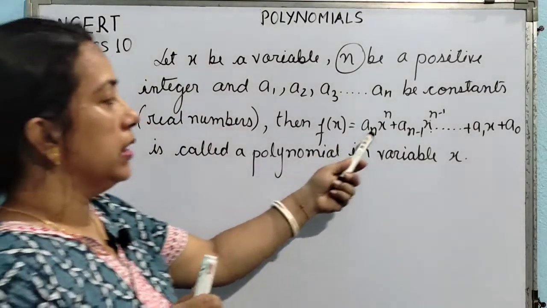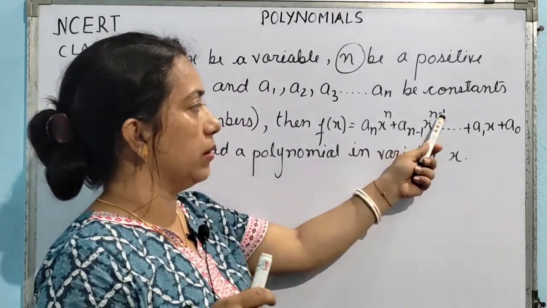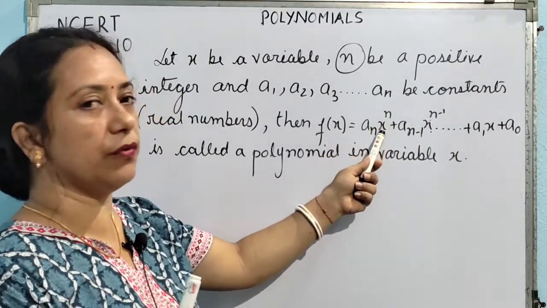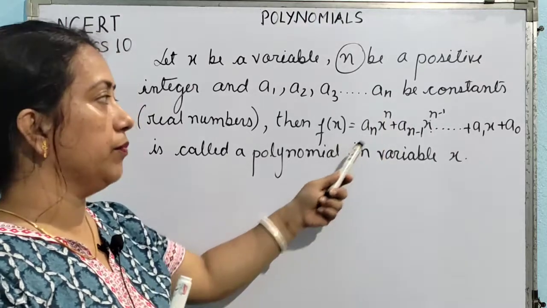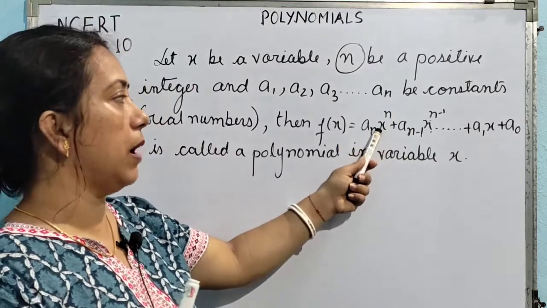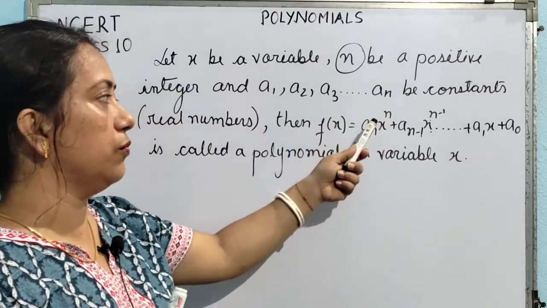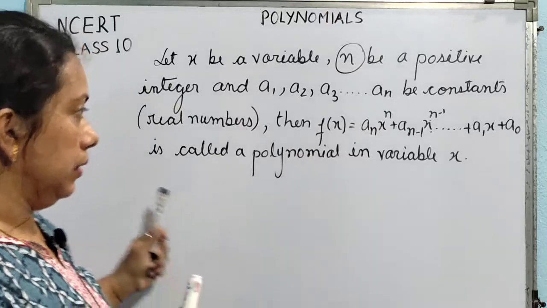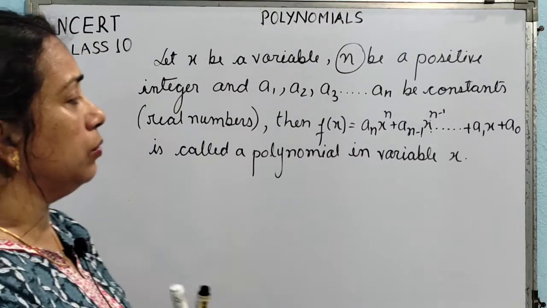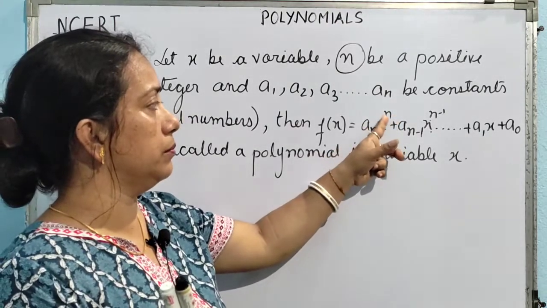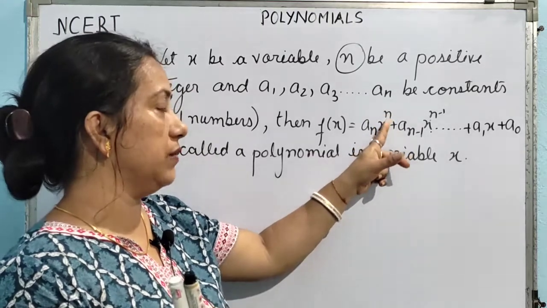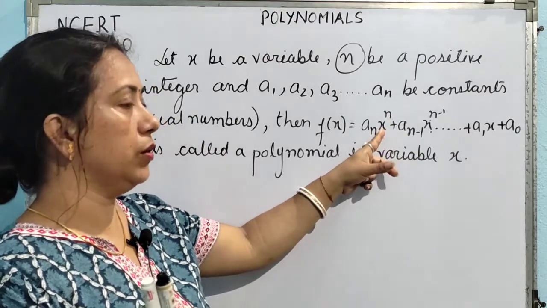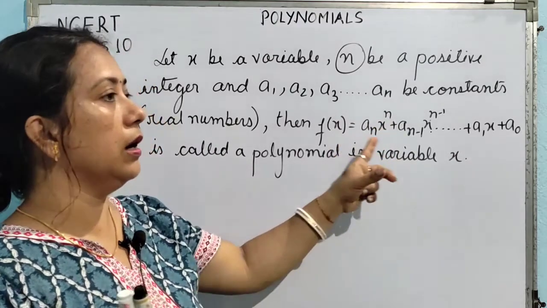So what does it mean? If n is an integer, n minus 1, n minus 2, all will be integers only. So we cannot have the power of x to be a fraction. It will never be a fraction, the power of x will never be in the form p by q. It will always be some integer. And one more thing, the power will always be positive. If the power is negative, then also we cannot consider this to be a polynomial.